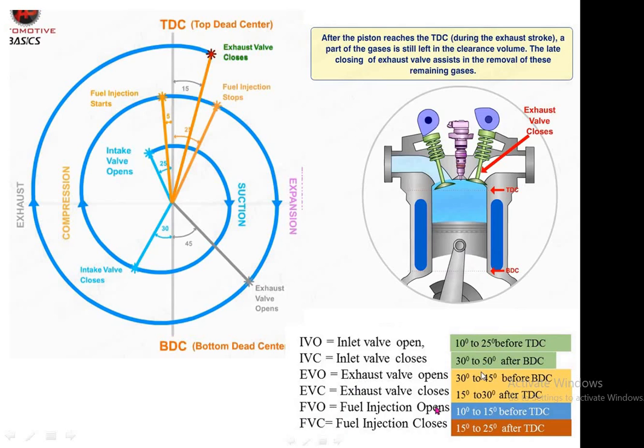Then fuel injection opens, meaning fuel injection starts. It may be 5 to 15 degrees before the piston reaches the top dead center during the compression stroke, and it remains in action, or we can say fuel injection remains in action, after the piston reaches the top dead center and travels to the bottom dead center during the power stroke. It may be 15 to 25 degrees rotation of the crankshaft.